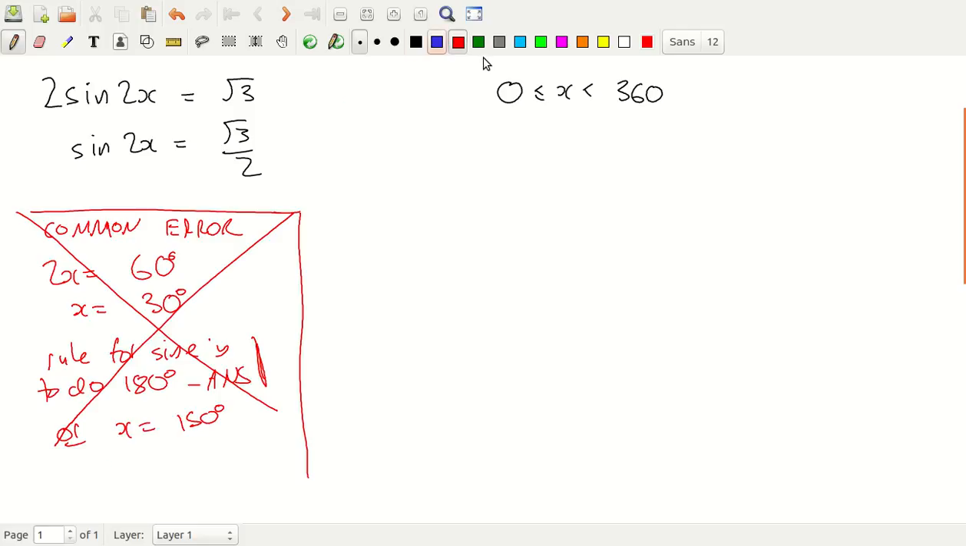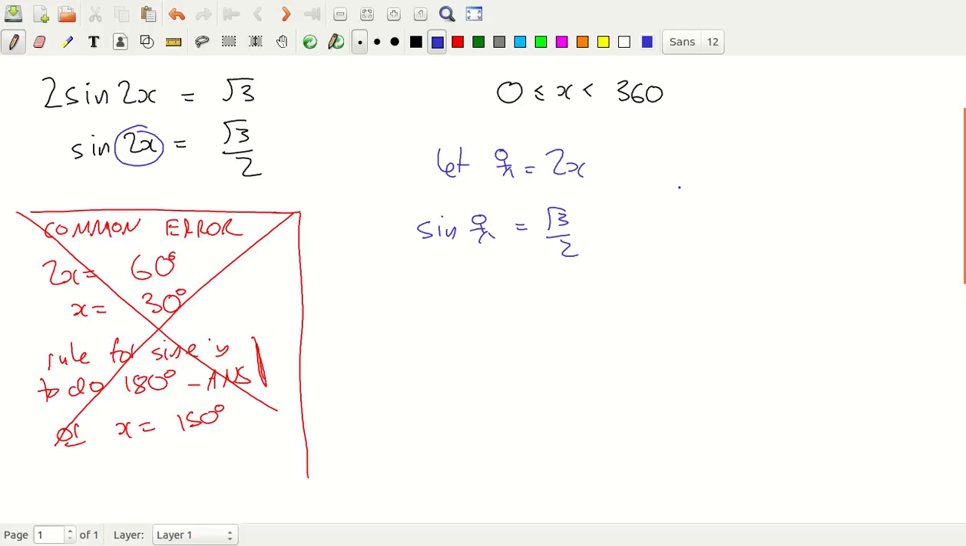So here's how I always do these problems. I actually change the variable because I'm totally terrified of having a 2x inside the sine function. It's far too scary for me. So I always go for let stickman equal 2x. And then I can change the equation to sine of stickman equals root 3 over 2.